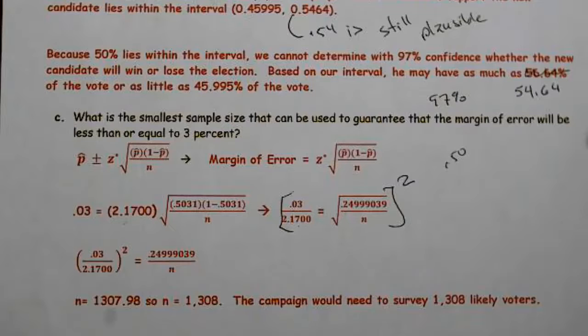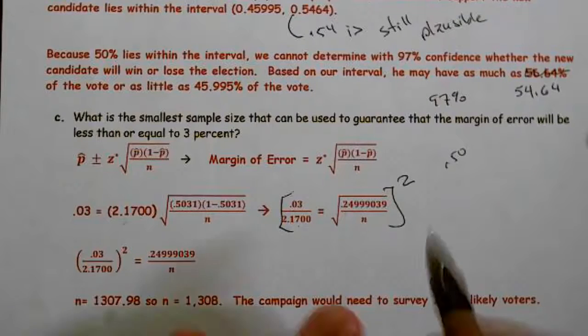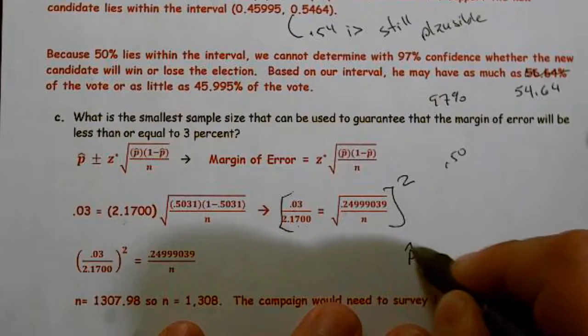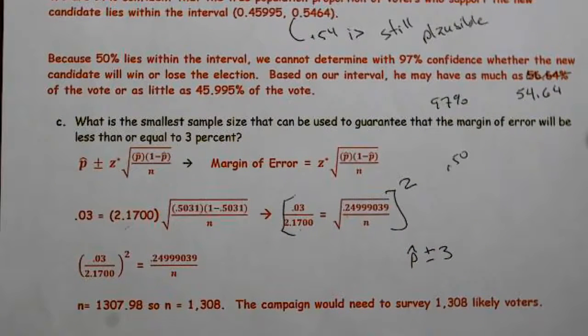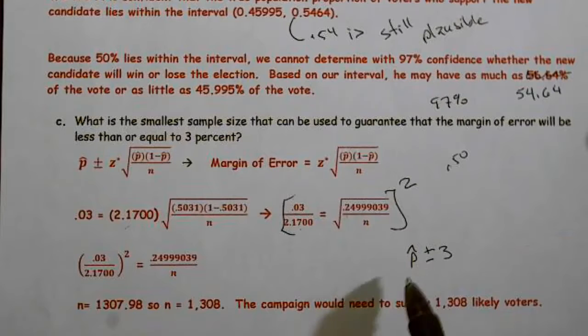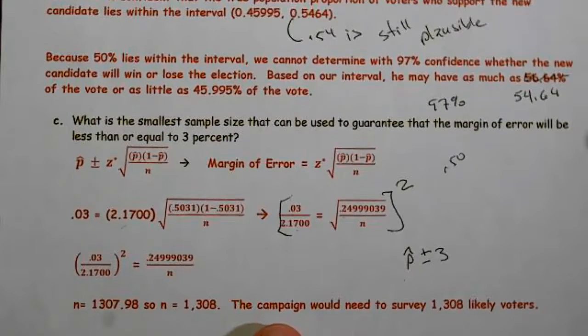And what this would give me is whatever my p hat plus or minus 3. This would give me p hat plus or minus 3, because that's my margin of error. All right. So this is my center. That's my estimate. So this would give me a p hat of plus or minus 3.